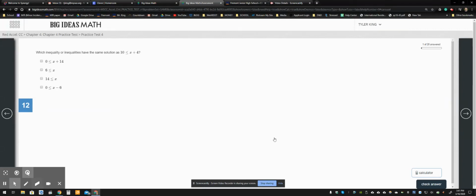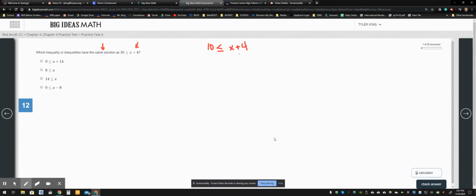Okay, taking a look at this one here, we see that it says which inequality or inequalities have the same solution as 10 is less than or equal to x plus 4. Since we're checking to see if they have the same solution, we need to know what the solution is to this one. Starting with that, we have 10 less than or equal to x plus 4.